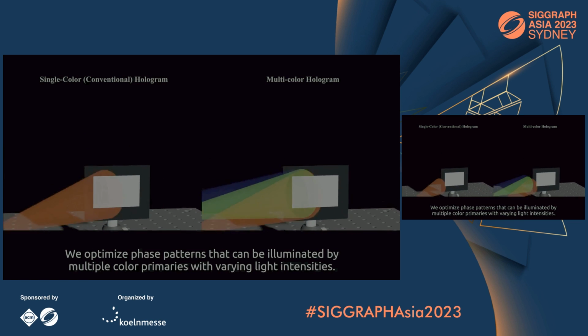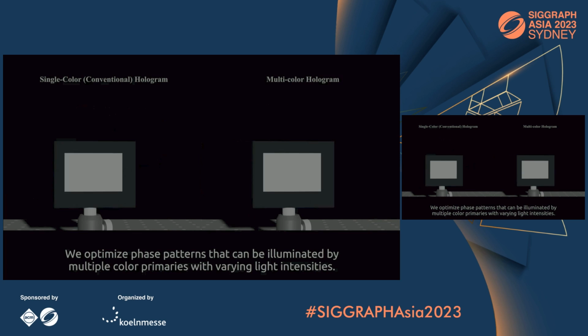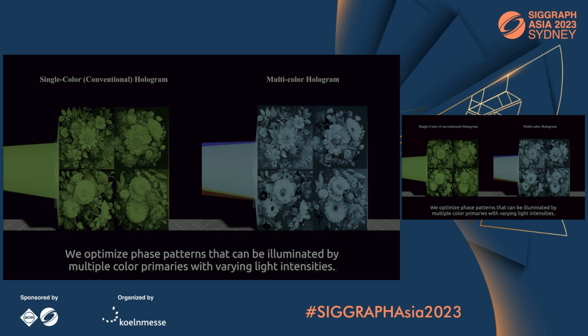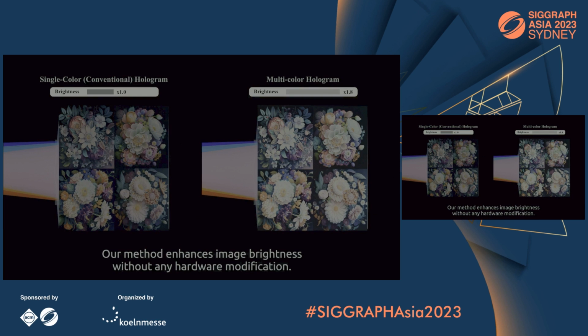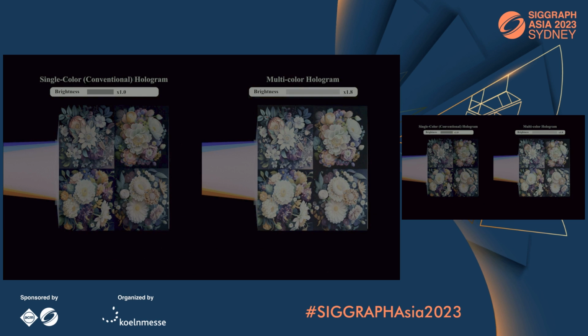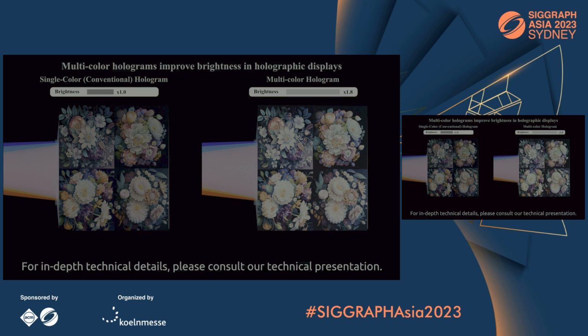We optimize phase patterns that can be illuminated by multiple color primaries with varying light intensities. Our method enhances image brightness without any hardware modification. For in-depth technical details, please consult our technical presentation.